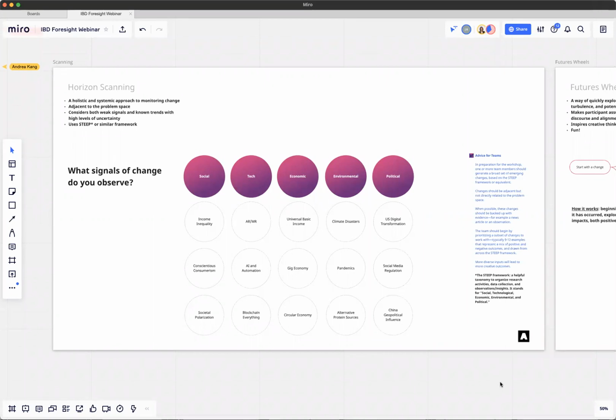So when we're scanning for change, we're looking for change that is adjacent to the problem space in which we are working. It's also important to consider both weak signals and known trends. So you'll notice that we have everything from alternative protein sources. That's probably a pretty weak signal if you've been following some of the news about synthetic meat in production most recently, as well as things that are familiar to everybody, like climate disasters. Right, so we need to look at both the things that are emerging as well as those things that are just of critical importance, but that have a high degree of uncertainty.